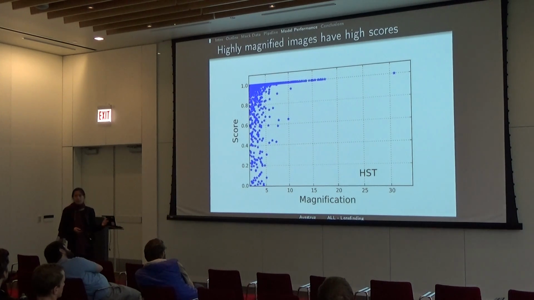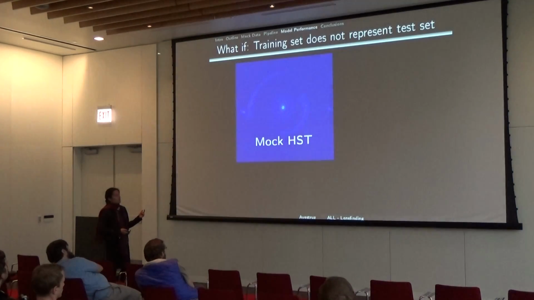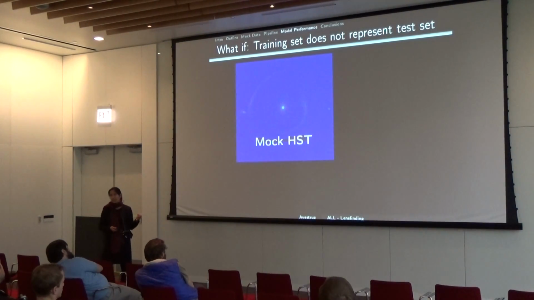Now this model performance for train versus test is only from mock data, and a handful of you are probably already wondering, well, it's not mock data that we care about, it's observed data. So what if your mock data doesn't completely represent your observed data? Well, that's very much likely going to be the case, right?